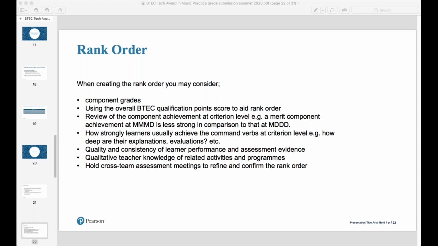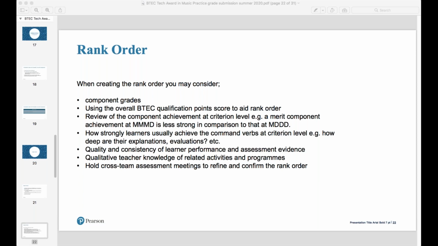Have only year 11s, no year 10s, will this affect rank order? No, so you just submit the rank order for the learners that are registered on the program. Year 10 students in the first year, of course, haven't completed anything yet. We're not submitting a centre assessment grade. We do still include them in the rank order.